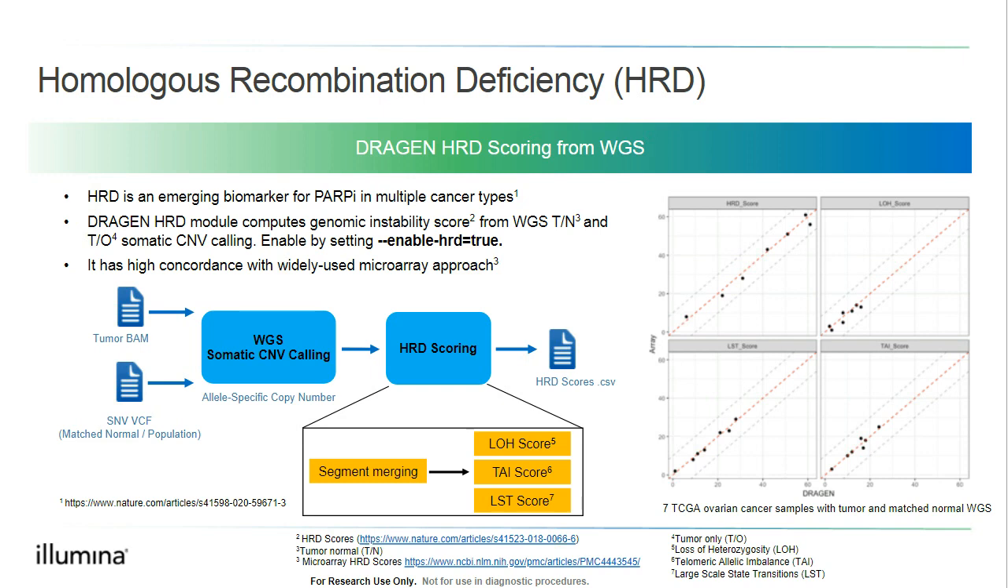On the right, we are showing some benchmarking that we have done against microarray data. On the y-axis is the array data, and on the x-axis is the DRAGEN data. The results are very well aligned with the array data, and we have done this over some ovarian cancer samples. In the past, we identified mutations in the BRCA genes, but now in ovarian cancer some other genes are also contributing to HRD.